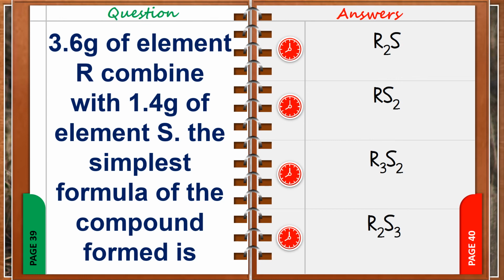3.6 grams of element R combined with 1.4 grams of element S. The simplest formula of the compound formed is RS2.